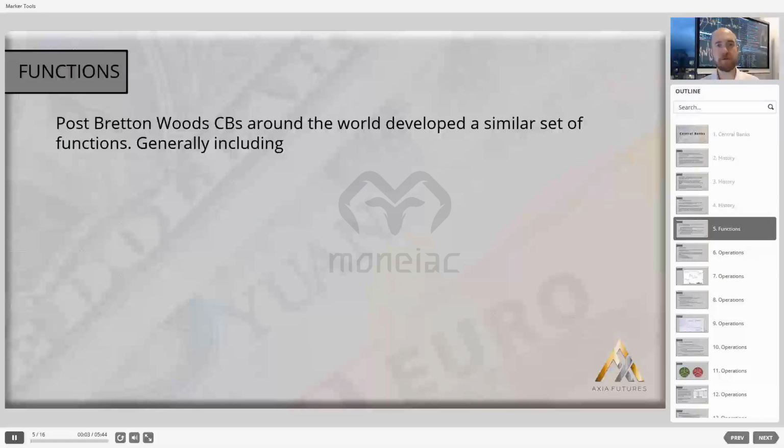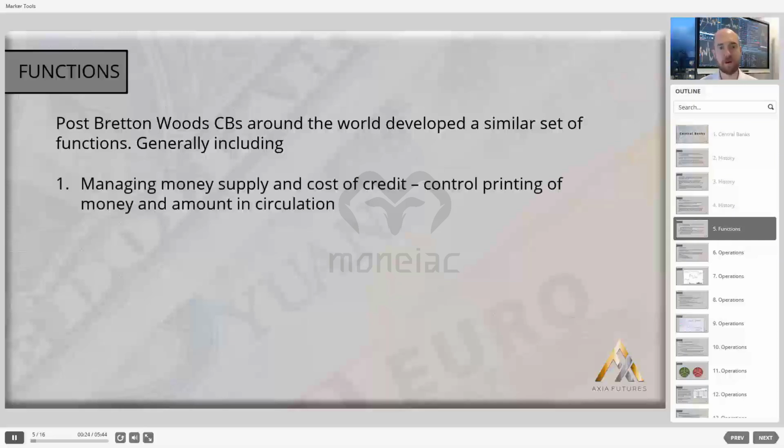Okay, so post Bretton Woods, we then saw what is now seen as a modern central bank. Most banks have retained a degree of alliance with others and have broadly similar functions. Each bank has their own way of carrying out these functions, and some banks have a greater degree of certain functions than others. However, they all broadly follow a very similar pattern. Main thing being managing the supply of money and the cost of credit. Now this is where that monopoly printing effect comes in.